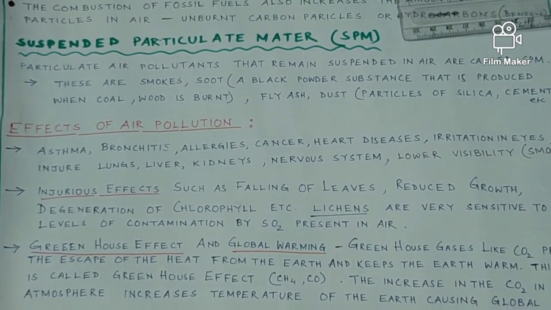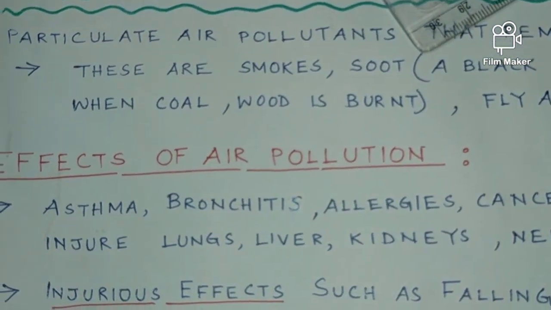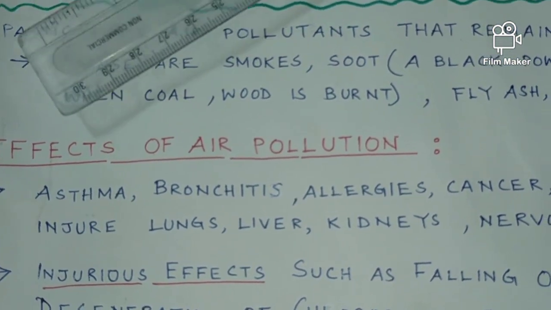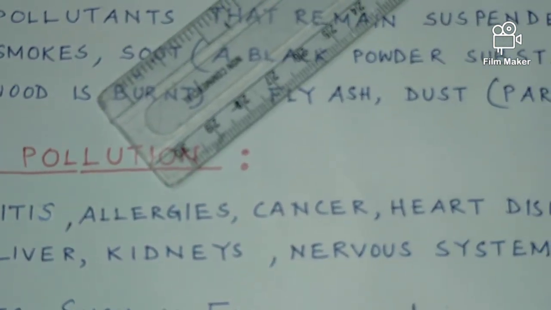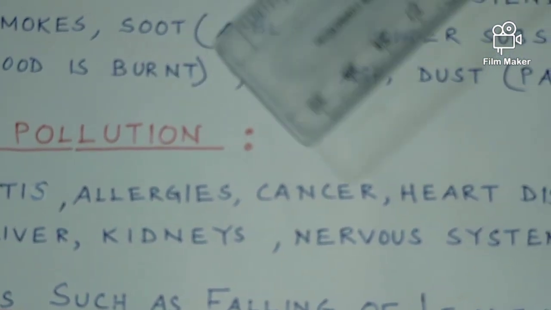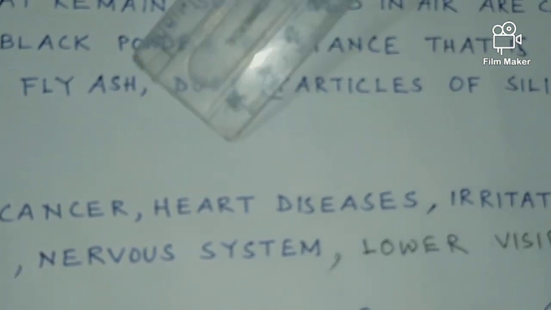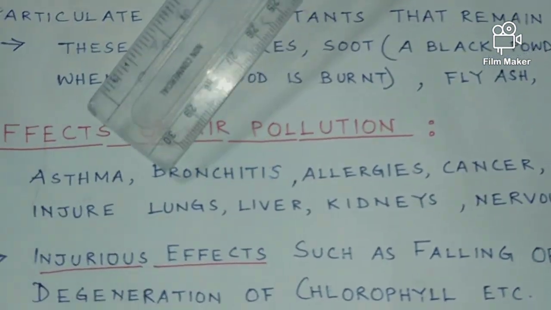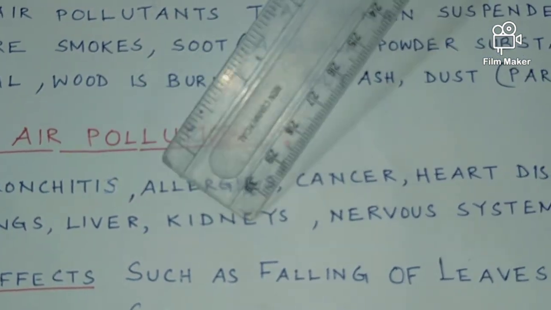Now we will see what are the effects of air pollution. Air pollution has various effects. Firstly, it will cause very dangerous diseases, mainly respiratory diseases like asthma, bronchitis, allergic cold, or various types of allergies which will create breathing problems. Then it will also produce diseases like cancer and heart diseases. Then it can cause irritation in the eyes. Then it can also cause injury to the lungs, liver, and kidney.